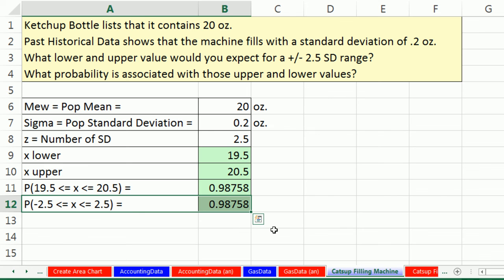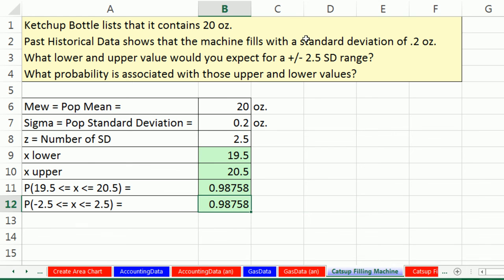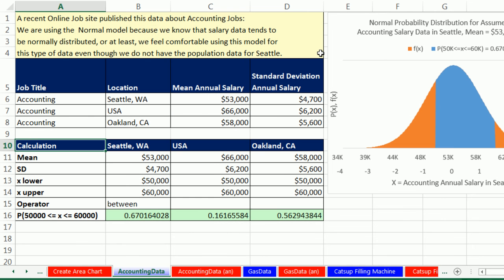All right, so in this video, we answered a number of probability questions using NORM.DIST, and even one using NORM.S.DIST. Here we had our ketchup example. We did a question for gas data in Seattle and Burien, and we even did a question that involved accounting salaries in Seattle, Oakland, and the United States.